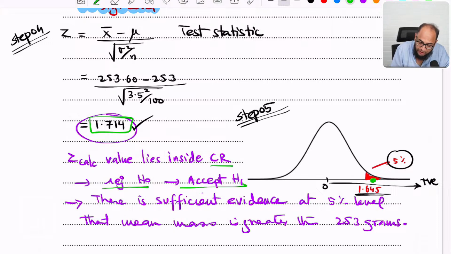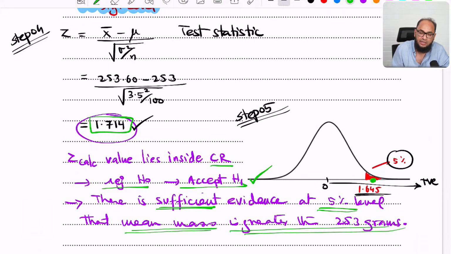Therefore, reject H0, accept H1, but do not stop over here. This is a textbook definition, but go ahead. I'm writing in the context of this question with a certain level of uncertainty. There is sufficient evidence, yes, there is, but at which level? At 5% significance level, that the mean mass is greater than 253 grams. You have to write there is sufficient evidence if we are rejecting it. There is insufficient evidence if we are accepting H naught; we fail to reject H naught.